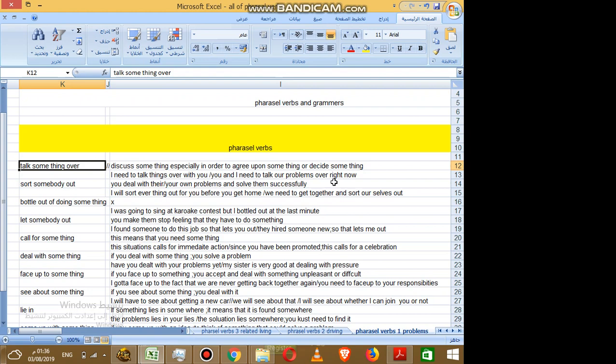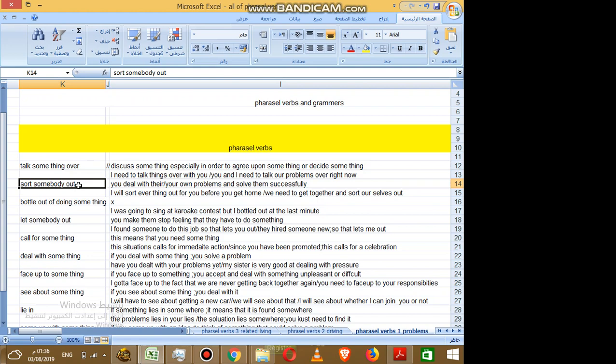So the first phrasal verb: talk something over. If you talk something over, it means you discuss something, especially in order to agree on something or decide something to do with it. So I need to talk things over with you. I need to decide something to do. Okay, I need to talk our problems over right now, like that. So the first one, talk something over.